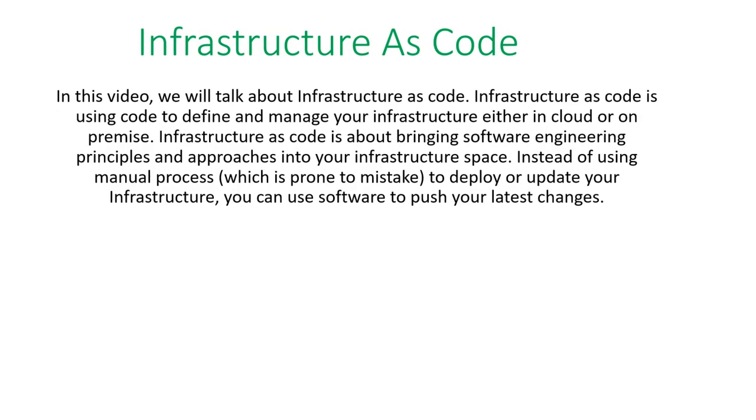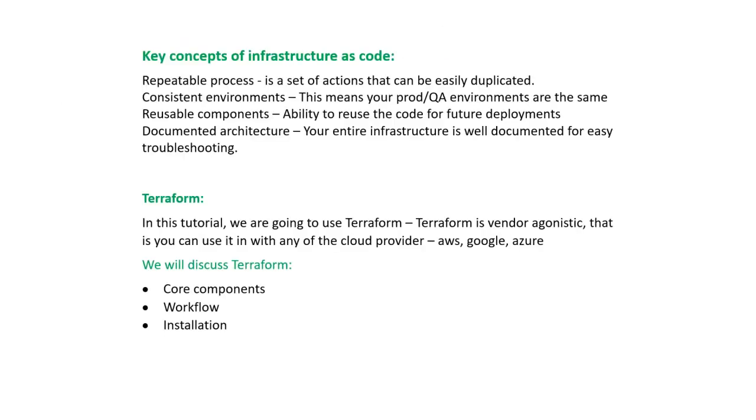In this video, we will talk about infrastructure as code. Infrastructure as code is using code to define and manage your infrastructure, either in cloud or on-premises. It is about bringing software engineering principles and approaches into your infrastructure space. Instead of using manual processes, which are prone to mistakes, to deploy or update your infrastructure, you can use software to push your latest changes.